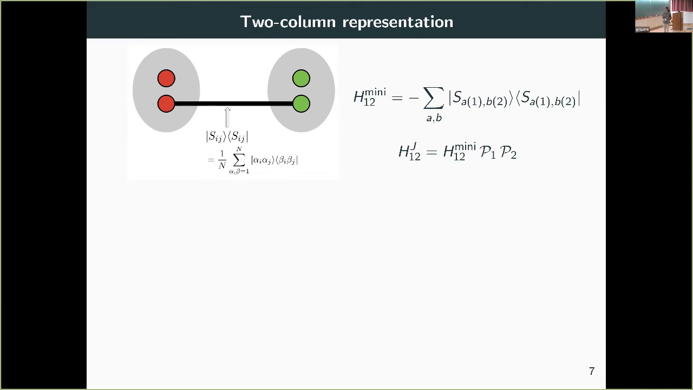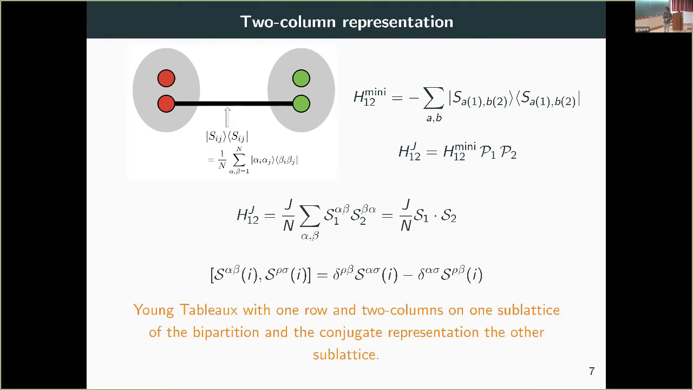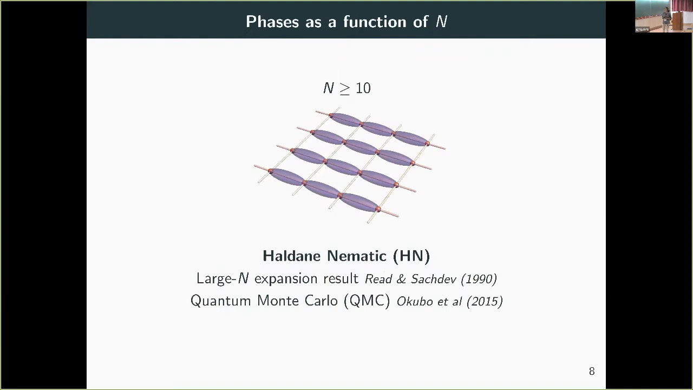So now this Hamiltonian is equivalent to the Heisenberg Hamiltonian. If I take n equals 2 here, it's equivalent to the spin 1 Heisenberg Hamiltonian up to a unitary transformation on one of the sites. And in general, in Young tableau language, the spin states on one site are in the representation with 1 row and 2 columns. And on the other sites, it's in the conjugate representation. So I can simulate this nearest neighbor model on a bipartite lattice, where one sublattice of the bipartition is in one representation and the other sublattice is in the other representation.